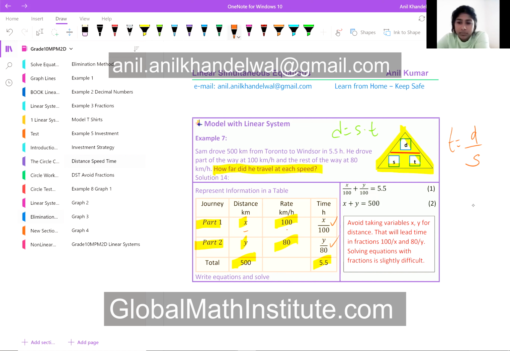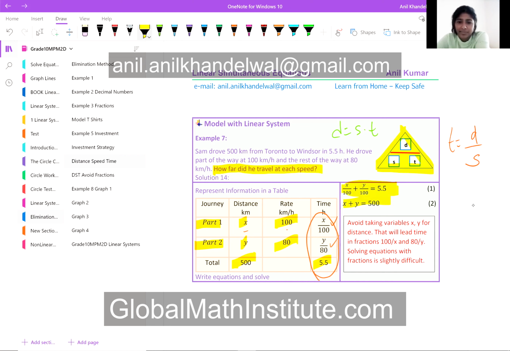And we know this total should be equal to the given time of 5.5. So I got equations from there: equation number 1, with fractions involved, and equation number 2, x plus y equals 500. Neat and clean, right? However, I don't like this approach. You know why? We landed up with fractions, correct?